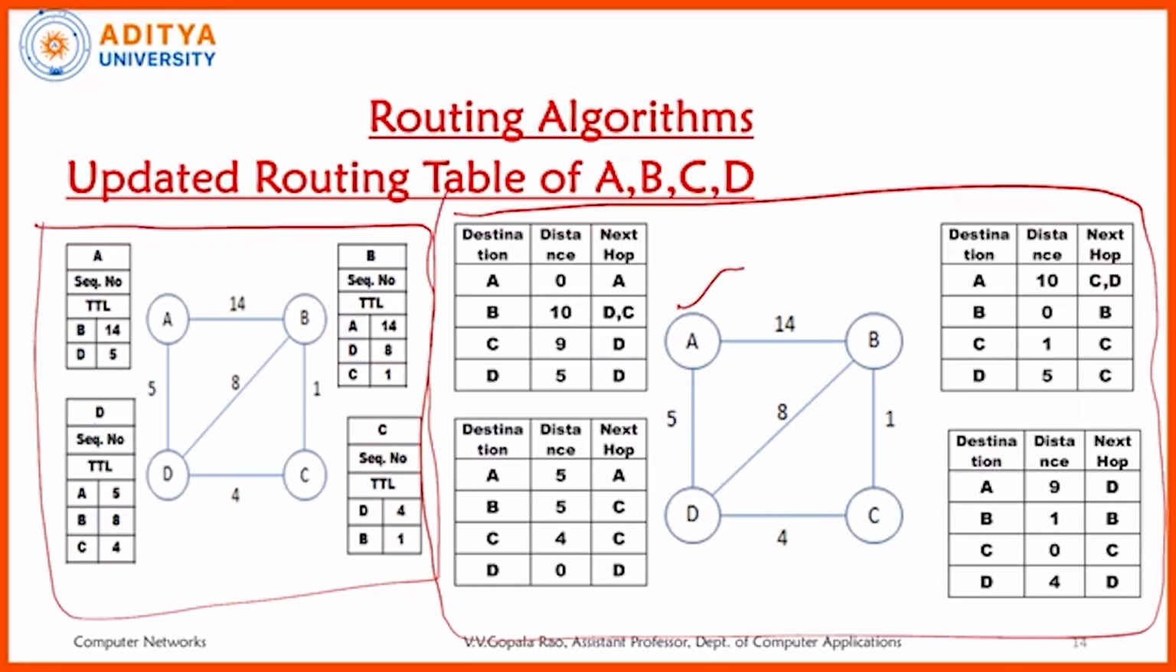Let us take the example of router A. Here router A has four rows: A, B, C, D. Let us start with A. A is the starting node, and of course from A to A the distance is 0, and there is no next hop because we are traveling from A to A. So the next hop is only A itself. That is the information in the first row.